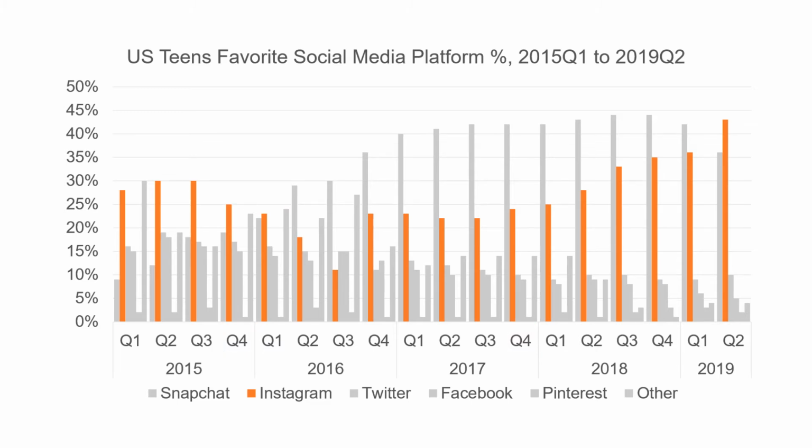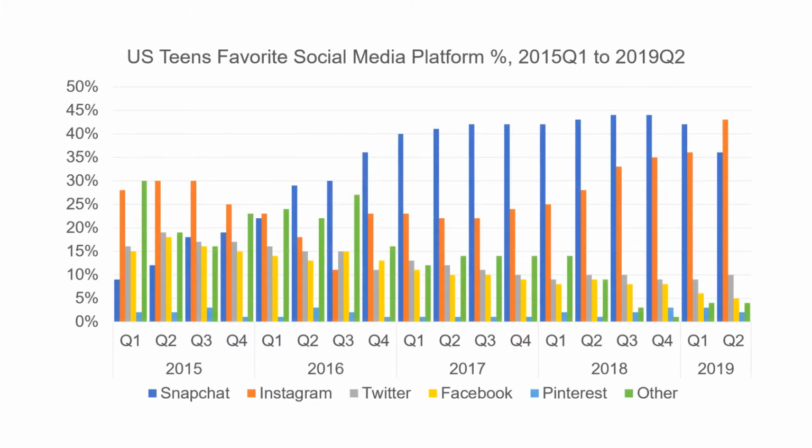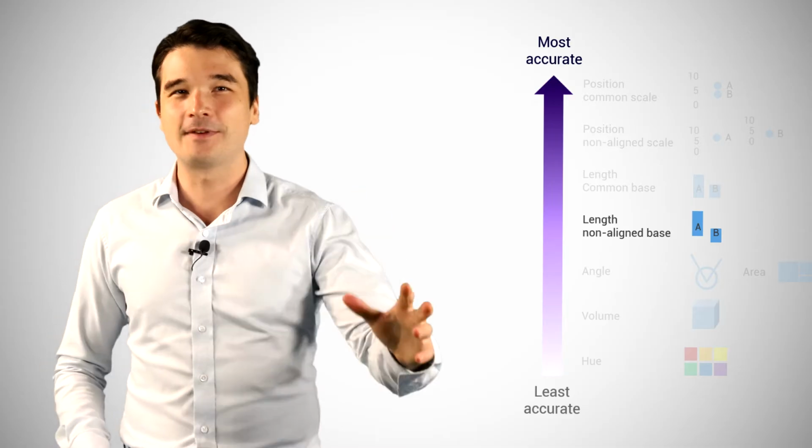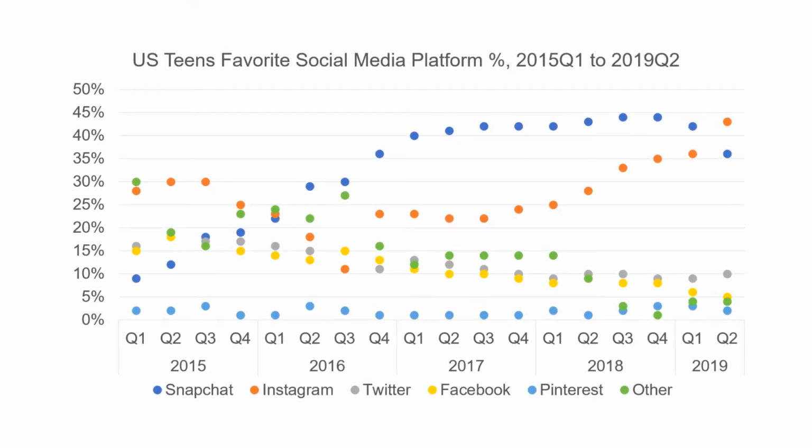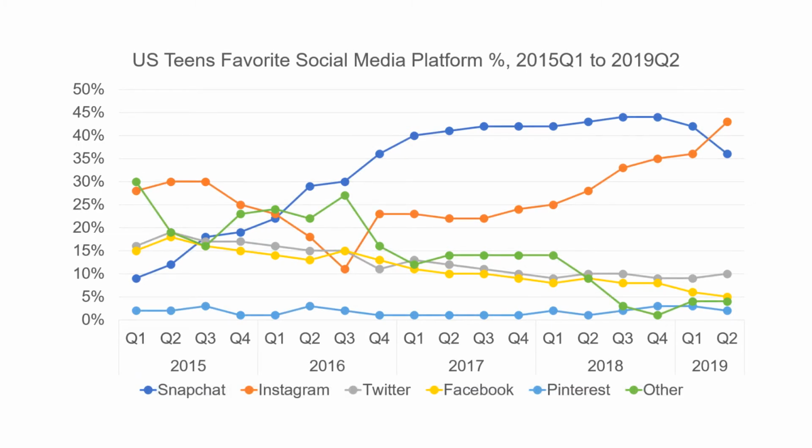But that comparison is not so easy with all these other brightly colored, distracting bars that we have to contend with. So let's elevate our chart all the way up to the top of the Cleveland-McGill scale. And here's what it looks like using positions on a common scale. We've removed a lot of the ink from the chart. We just need to join the dots to connect observations from the same series, in this case social media platforms, together. We've soared to the top of the Cleveland-McGill scale, and now we can de-emphasize the dots.